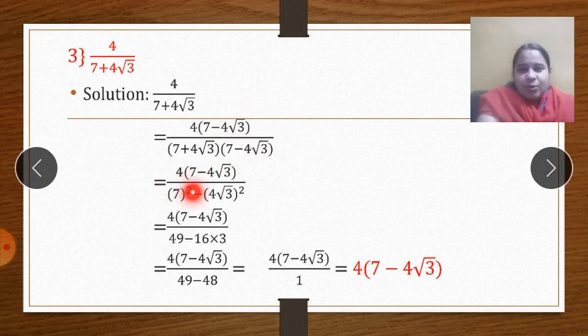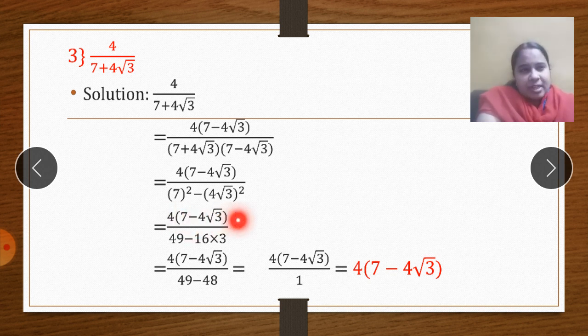Now 4 into 7 minus 4 root 3 upon. Now see this. Exactly same way as we did the previous one. This is a plus b, a minus b. What should be the formula? A square. What is a in this case? 7. So 7 square. B is what? 4 root 3. So minus 4 root 3 the whole square. Right? Okay. After this, numerator you don't have to do anything.